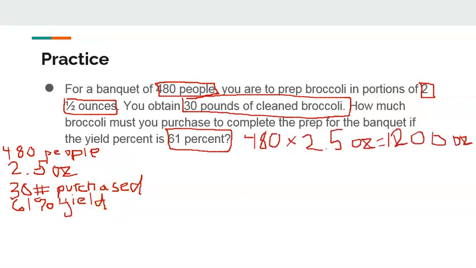So to do that, we take 480, multiply it by the 2.5 ounces we're serving each person, and then that gives us 1,200 ounces needed. So the next step is to figure out how much we have.